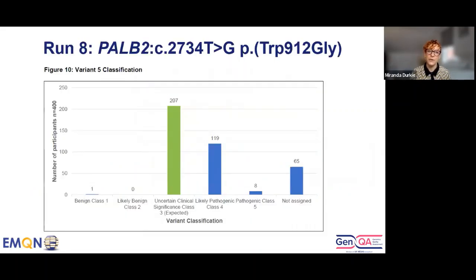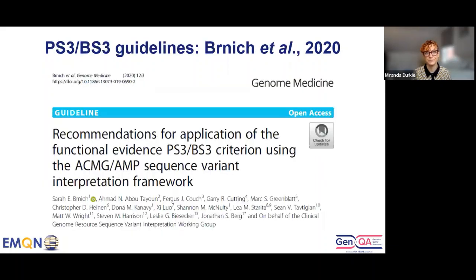So my first example for this is a PALB2 missense variant, p.Trp912Gly. The assessors expected the classification to be class 3, which the majority of participants did, but we've still got over 120 classifying as class 4 and class 5, again with those clinical implications. Next slide, please. So what guidelines are available for PS3 and BS3? We've had these very detailed, very good guidelines published by Brnich et al. on behalf of the ClinGen SVI in 2020.